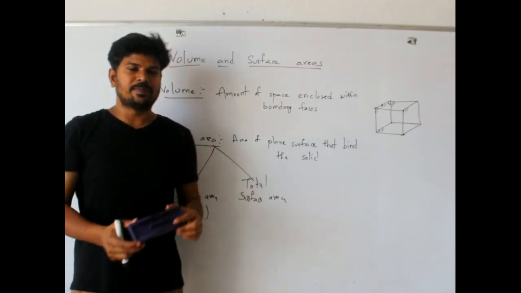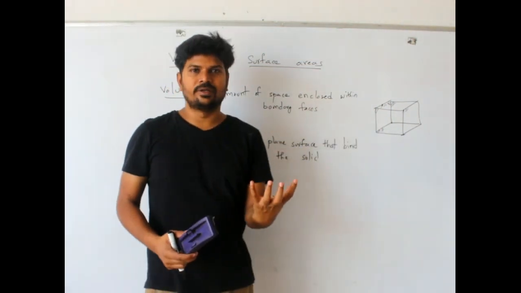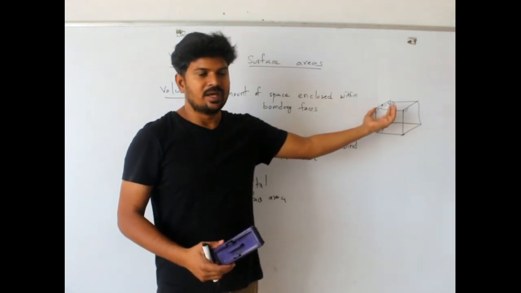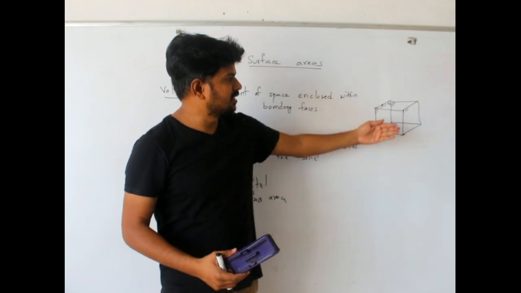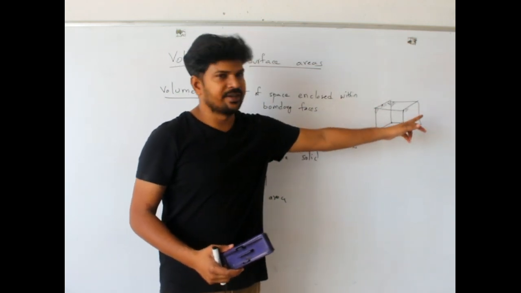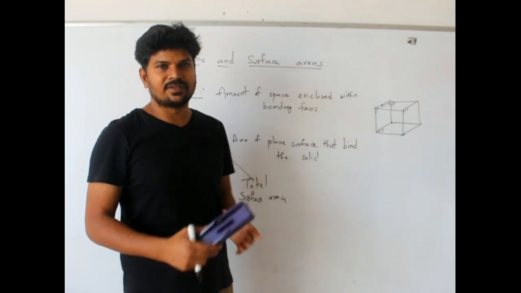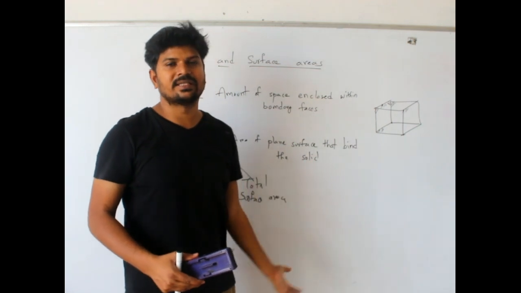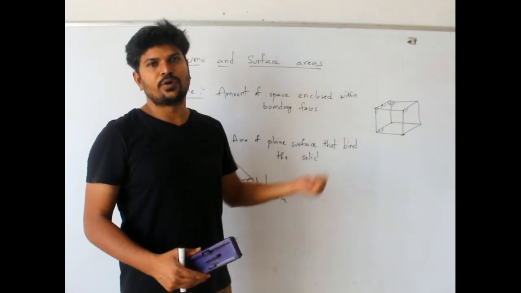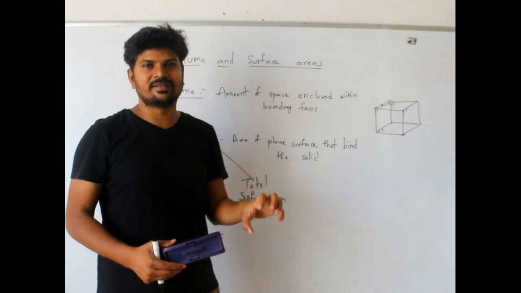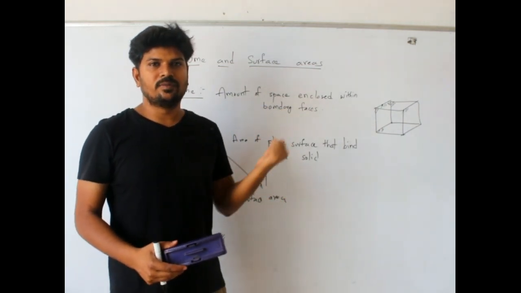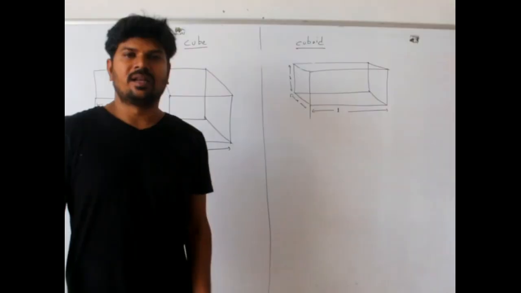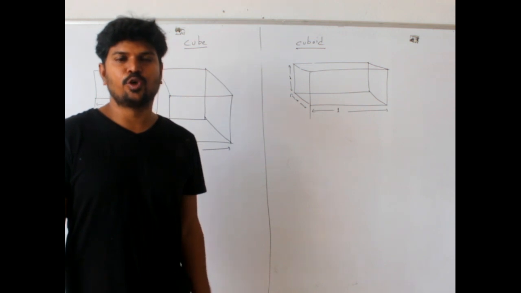Fine. Let me take an example of a cuboid. The space inside this cuboid is called volume, and just the outer surface, this face and the backside face, are called lateral surface area, like the curved surface area. If you include the top and bottom surface areas, they are called total surface area. For all 3D figures, we will derive the formulas for volume, lateral surface area and total surface area. Now let's find volume for cube and cuboid.